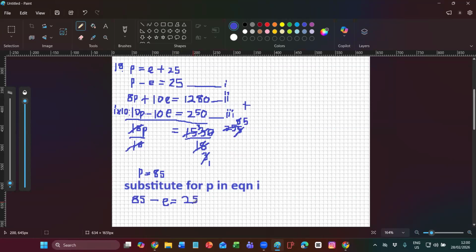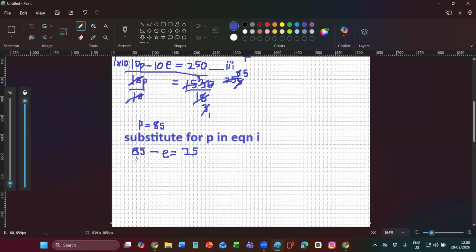What am I going to do? Bring the 85 to the 25. I should take the 85 to meet 25, or 25 to meet 85. Okay, you say so. 85 to meet 25 will leave me with minus E on the left hand side, and that will be equal to 25 minus 85, which will give me what? 60.